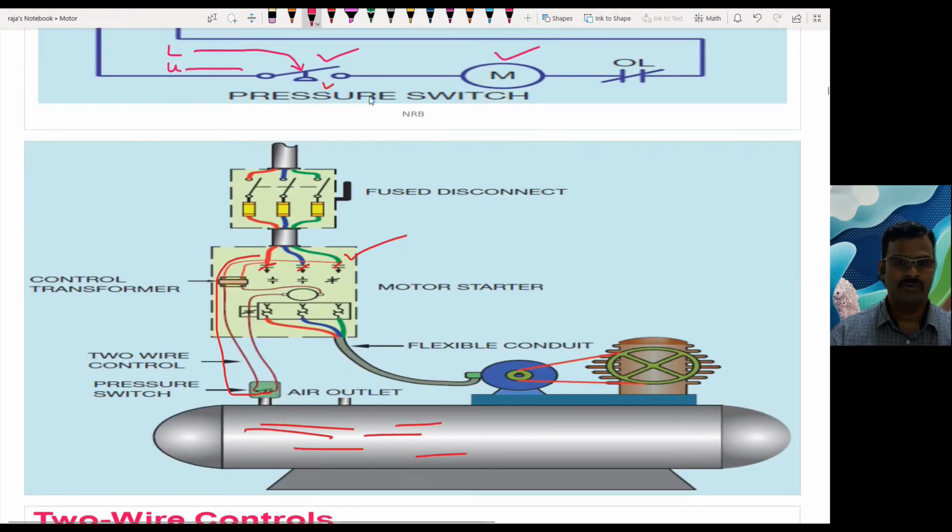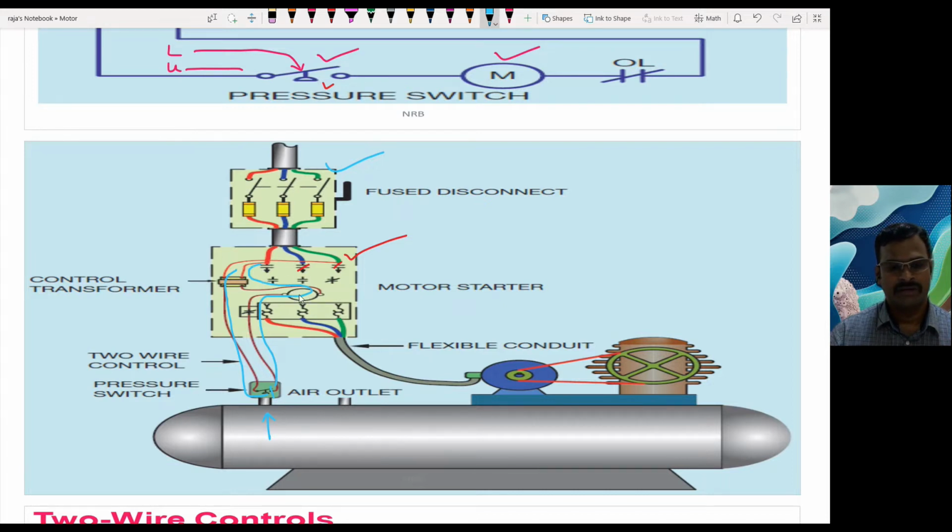The wiring diagram of the above system is given here. Here we can see the fused contacts, and from there the contactor contacts, and for the control system, through the control transformer, it goes to the pressure switch. The pressure switch monitors the pressure of the reservoir in the compressor. When the pressure reaches the lower limit, the pressure switch closes, so the circuit is closed through the main contactor coil and goes back like this.